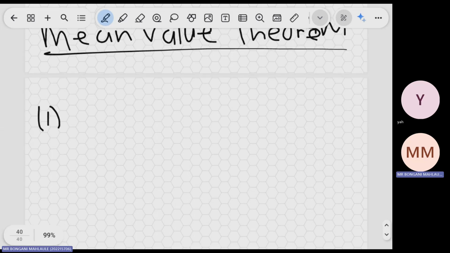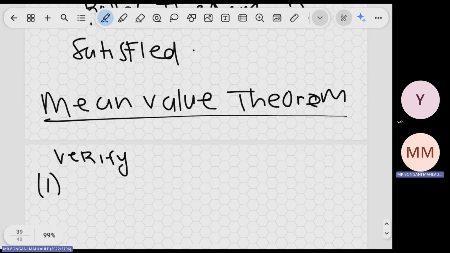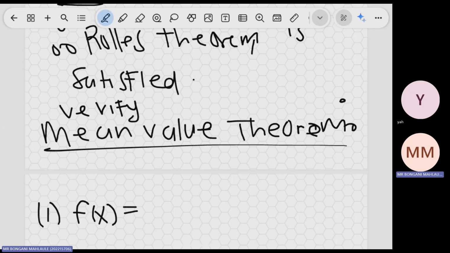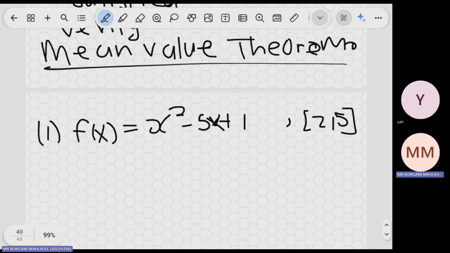So they wanted us to verify, okay, even here they wanted us to verify the mean value theorem of this. The first question was f of x equal to x squared minus 5x plus 1 to 5 between those two intervals.